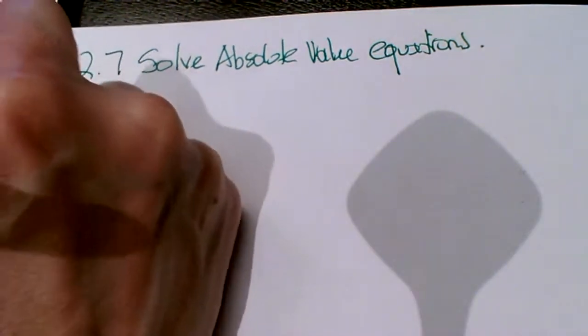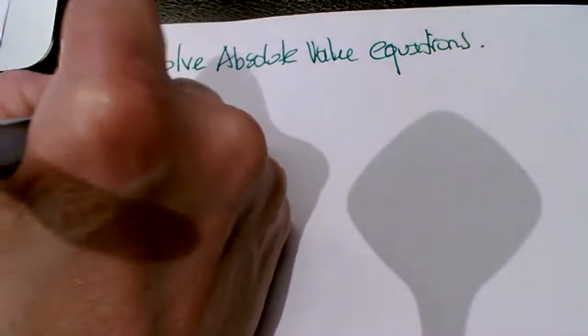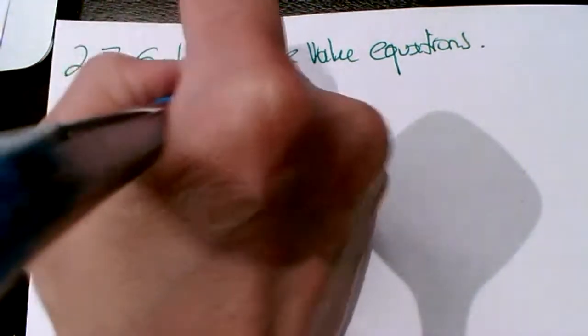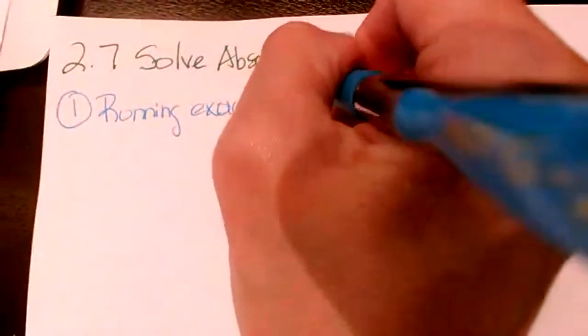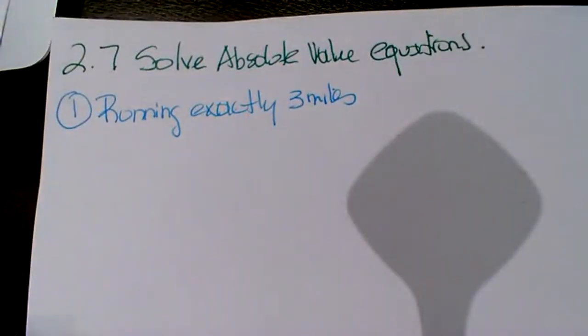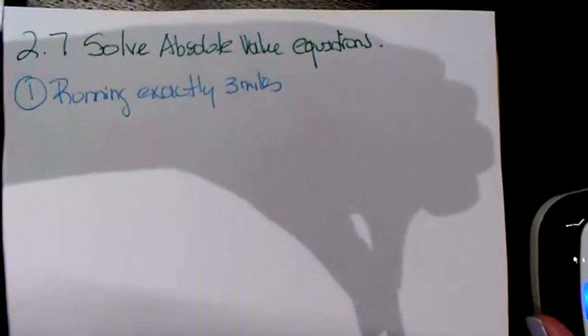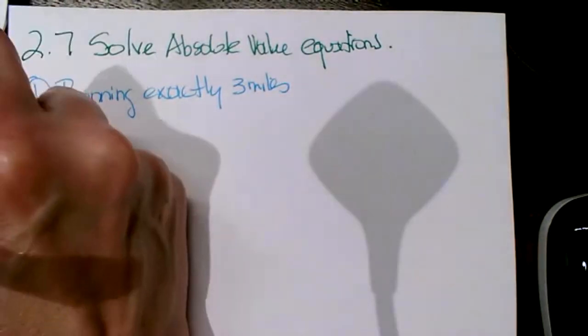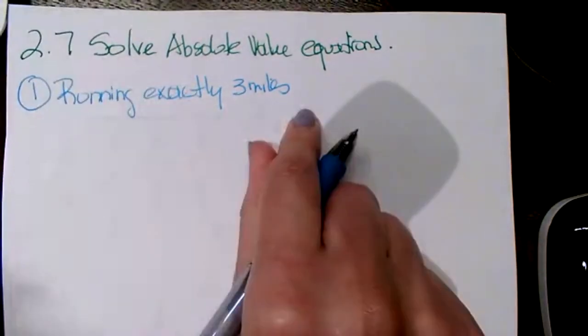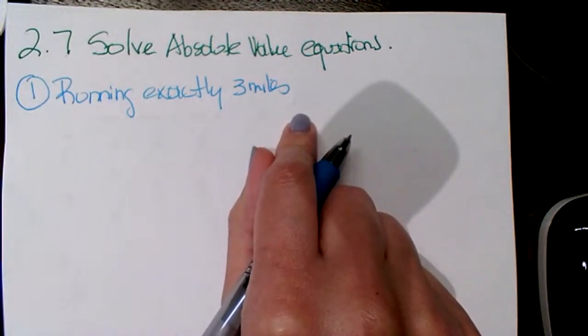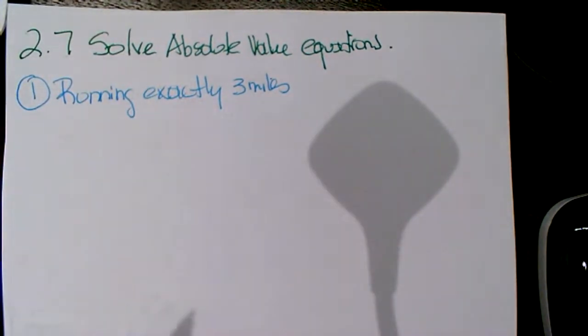The first one is going to be running exactly 3 miles, okay? Then there's going to be 3 scenarios that we're going to look into, okay? Let's do number 1. And the absolute value represents the distance we're running. Remember that the absolute value function represents a distance.